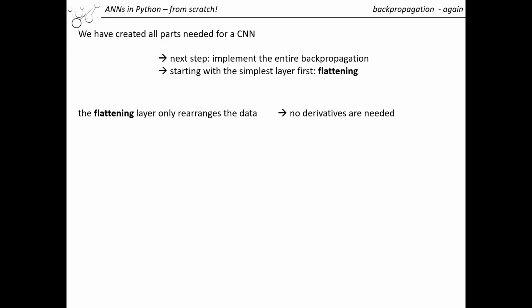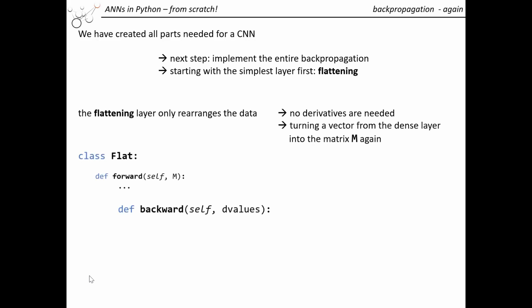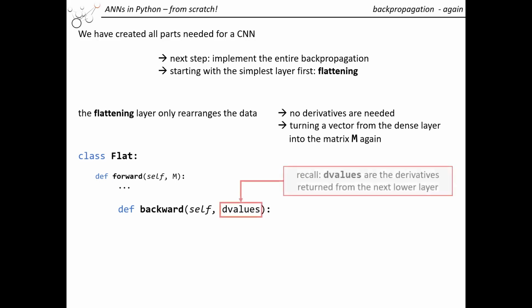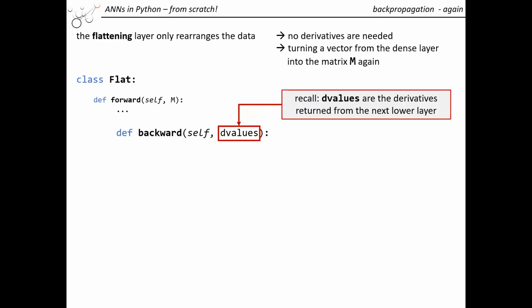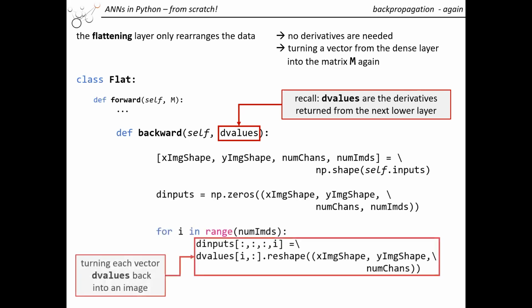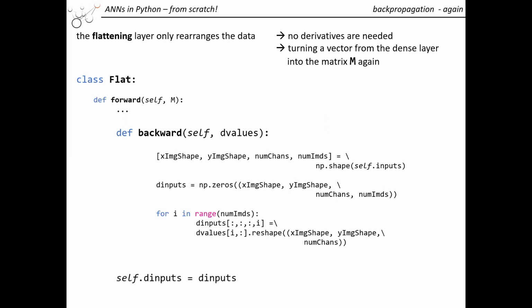So the incoming argument we still want to call d values, which is in our case the feedback from the dense layer, because the flat layer passes the information on to the dense layer. Then the dense layer performs backpropagation, and the inputs of the dense layer are the d values in the flat layer. And then we have to create the inputs in the flat layer. And as I said, there's no derivative. It's just rearranging the data again. And then we have the inputs as an output.